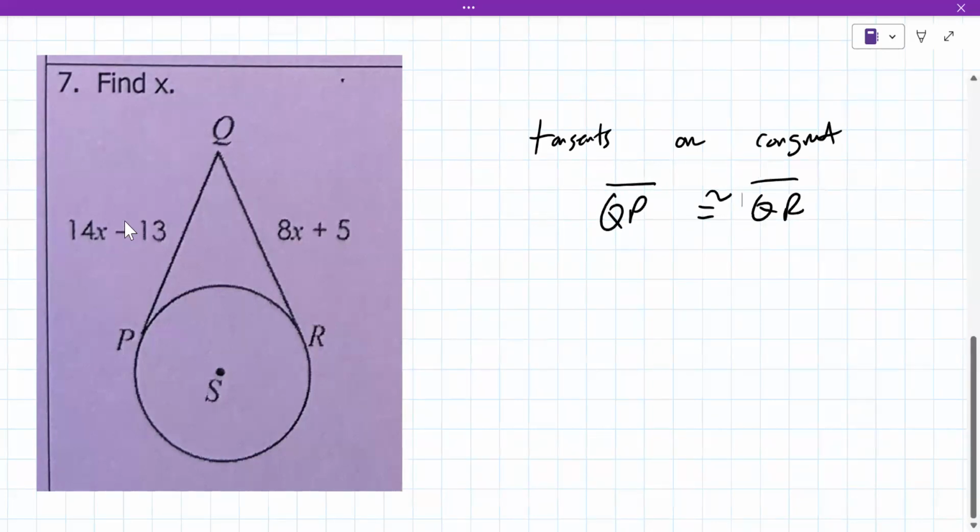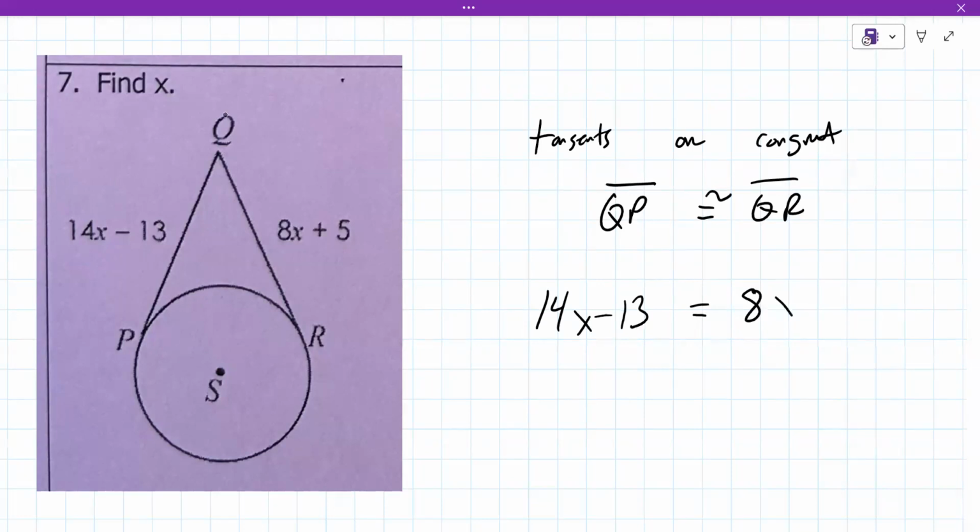What is the equation for Q to P? 14x minus 13. Okay. What is the equation for Q to R? ax plus 5. All right. Now, could you solve this equation for us, please?